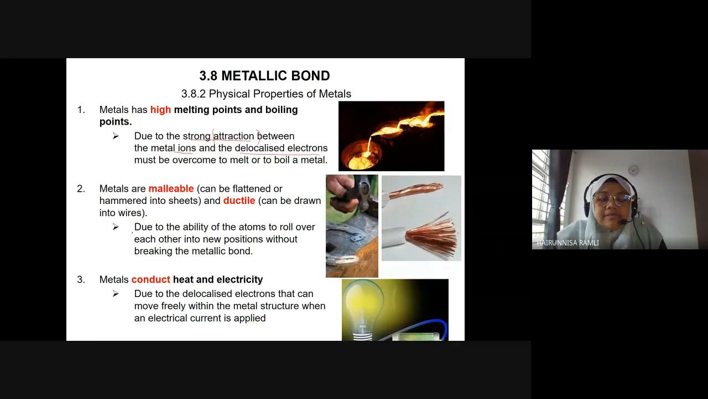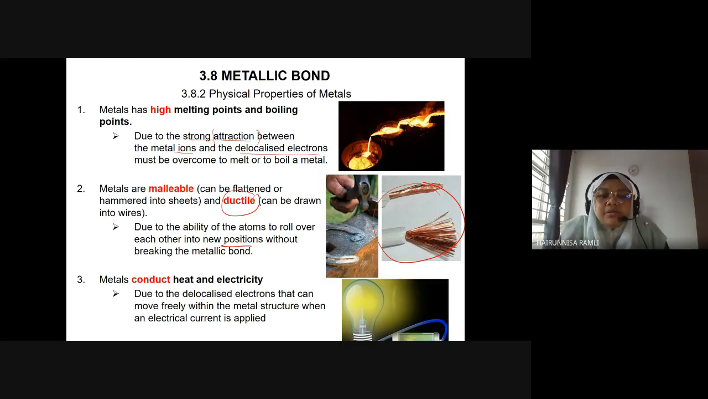Okay, so these metals are malleable, can be flattened or hammered into sheets. Okay, contoh you ada satu bentuk tu, then you boleh lepeh kan, boleh ketuk, and then ductile, can be drawn into wires like this. Okay, so this is due to the ability of the atoms to roll over each other into new positions. Dia tak macam ionic, dia tak break. Dia tak brittle, dia takkan break lah. Bila kalau ionic, you pecahkan, dia pecah. So you bagi hammer, dia pecah. But this one, you bagi hammer, dia just deform lah.